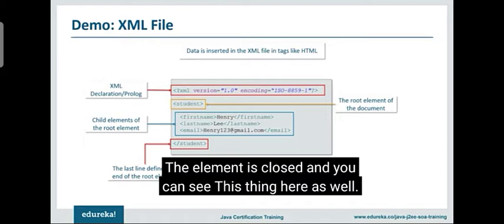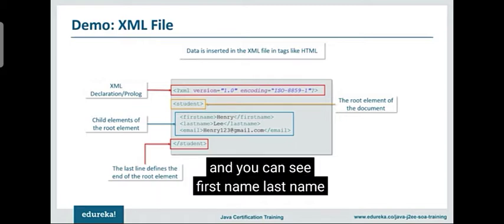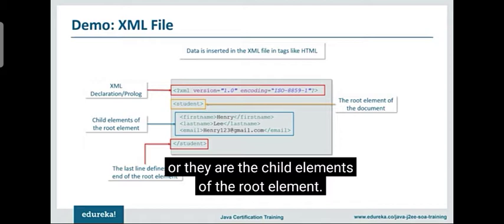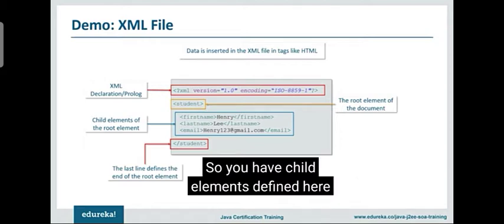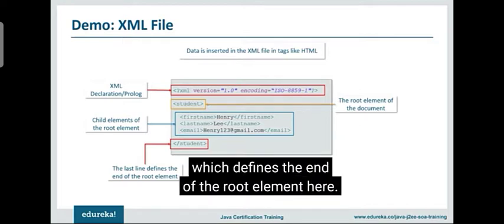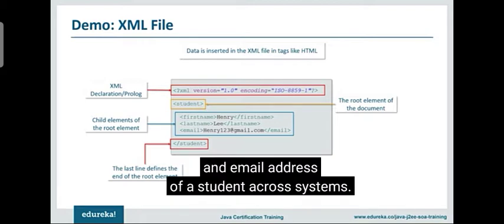And you can see nesting here as well. So student is an element, and you can see first name, last name, and email being nested into the student element. They are the child elements of the root element. So you have child elements defined here, and you have the last line which defines the end of the root element. Here we have an XML which is used to transport the first name, last name, and email address of a student across systems.